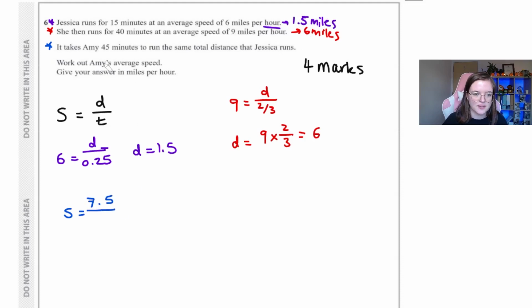And then it takes Amy 3/4 of an hour, 45 minutes. So that's 0.75 for time. And if I divide those two, 7.5 divided by 0.75, and I get 10. So Amy's average speed in miles per hour is 10 miles per hour. And there we go. And that is that. 4 marks. On we go. Question 7.